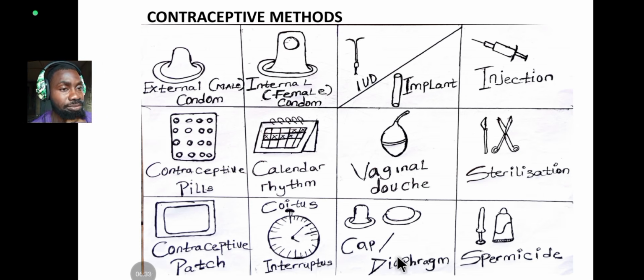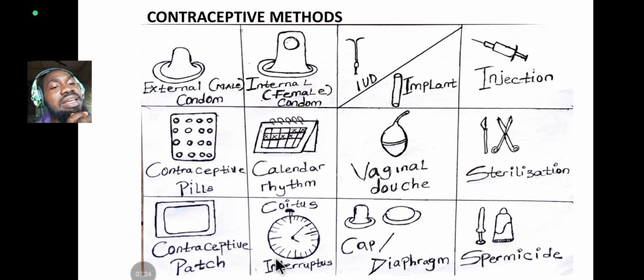All right, so we also have the cap, which is called the cervical cap, and we also have the diaphragm. All of these are put inside the vagina. You put one for the cervix, you put the other one for the vagina, to prevent sperm from entering the uterus. We also have spermicide cream. This one is usually used together with a condom. You apply spermicide to the condom so that any sperm that escapes must have been dead. So spermicides are chemicals that kill sperm cells. All right, so as easy as that.